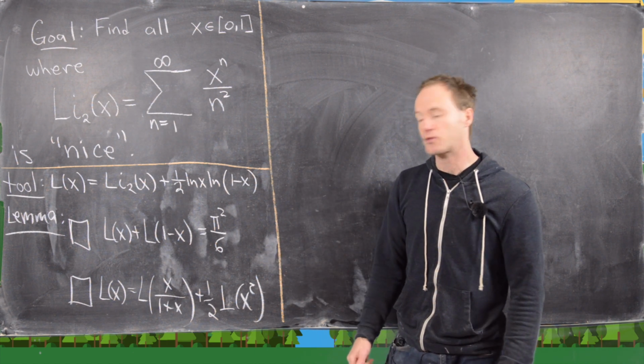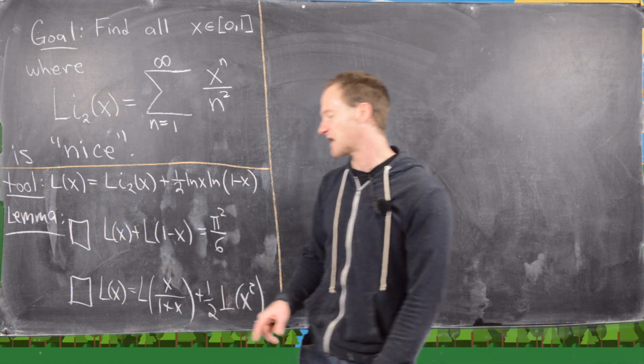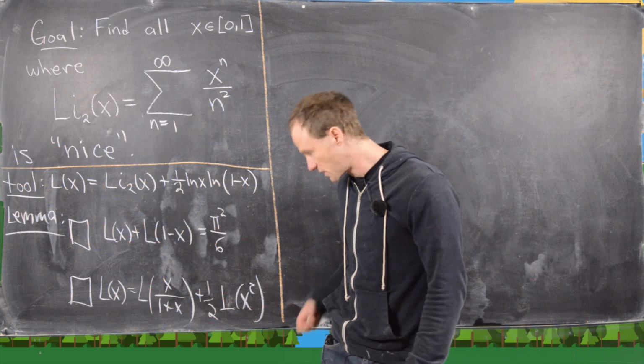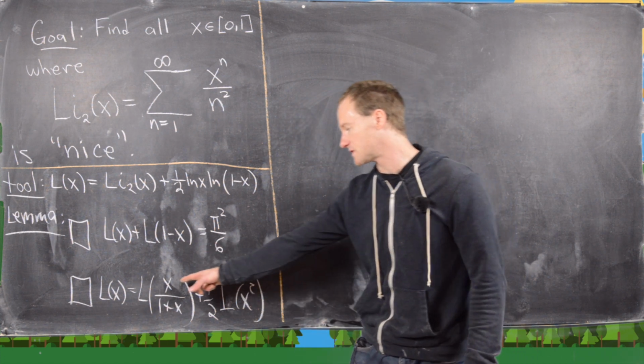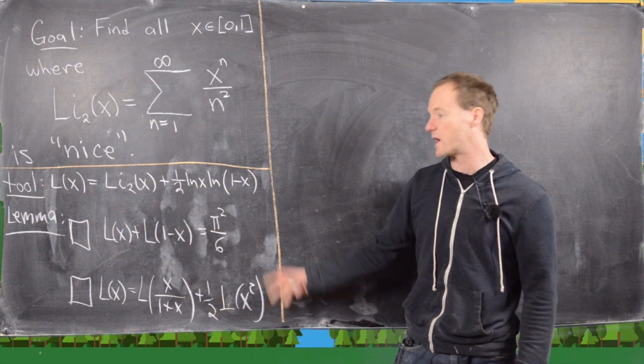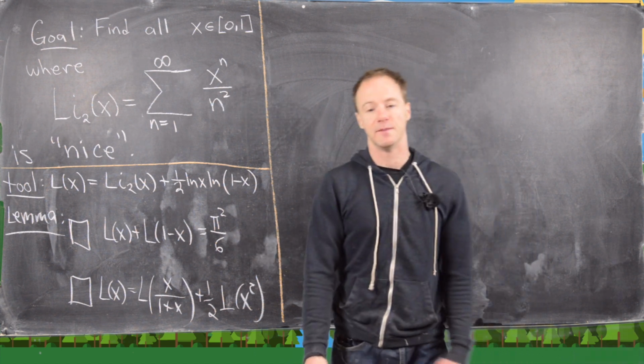And then we're going to prove the following lemma, which has two parts. L of x plus L of 1 minus x is pi squared over 6. And also L of x equals L of x over 1 plus x plus 1/2 L of x squared. And we'll get all of these nice values out of this lemma.